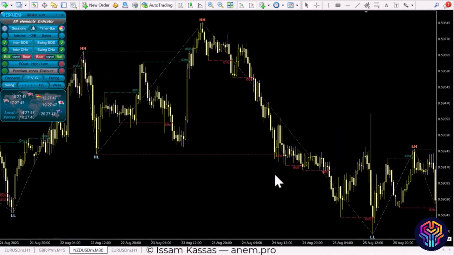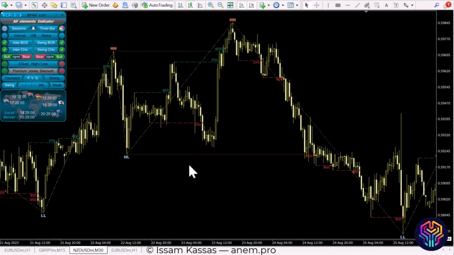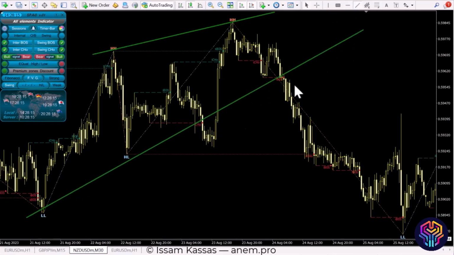If we look at this break below this higher low right there, what we have is a structure CHoCH, or structure change of character. Why is that? It's as simple as this: a series of higher highs and higher lows is an indication of the price going up. In other words, the price was forming an up movement that was pushing the momentum to the upside.